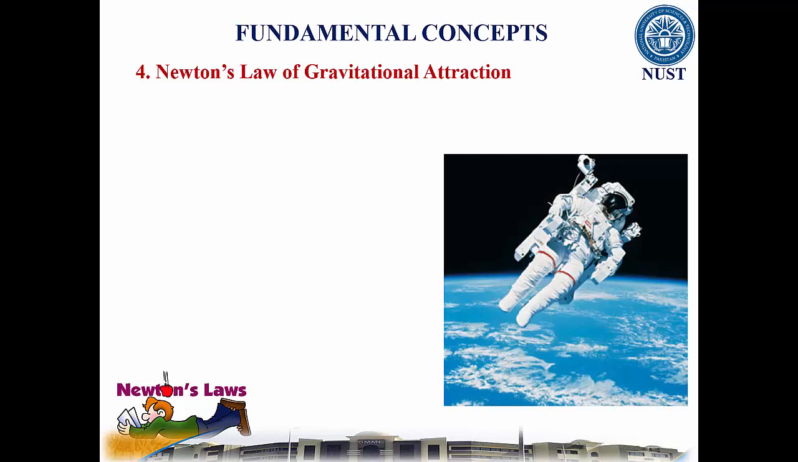The second most important contribution Newton made is the concept of gravity. Newton postulated a law of the gravitational attraction between any two particles. Mathematically, force is equal to a constant times the mass product of the two particles over the square of the distance between the two particles. G is the universal constant of gravitation, and according to experimental evidence, it is equal to 66.73 times 10 raised to the power minus 12 cubic meter per kg per square second.